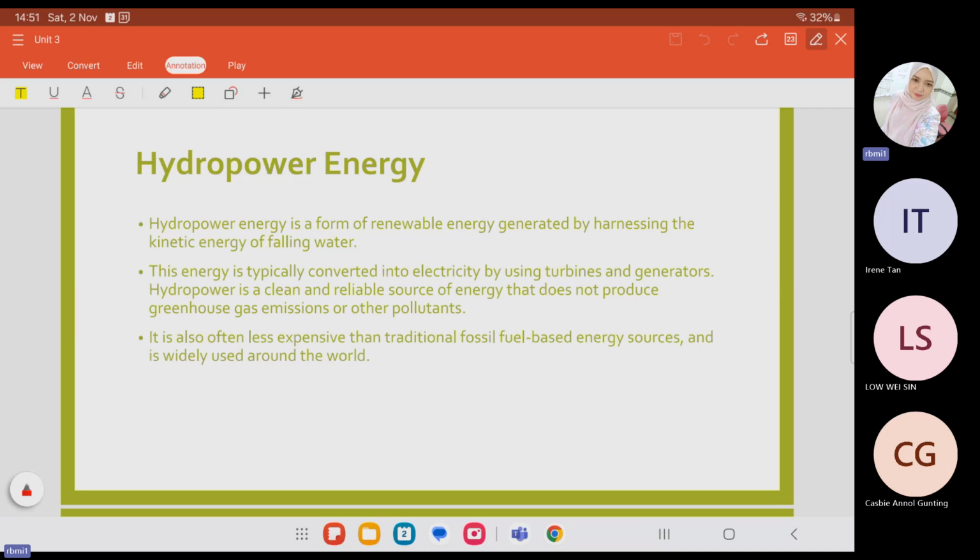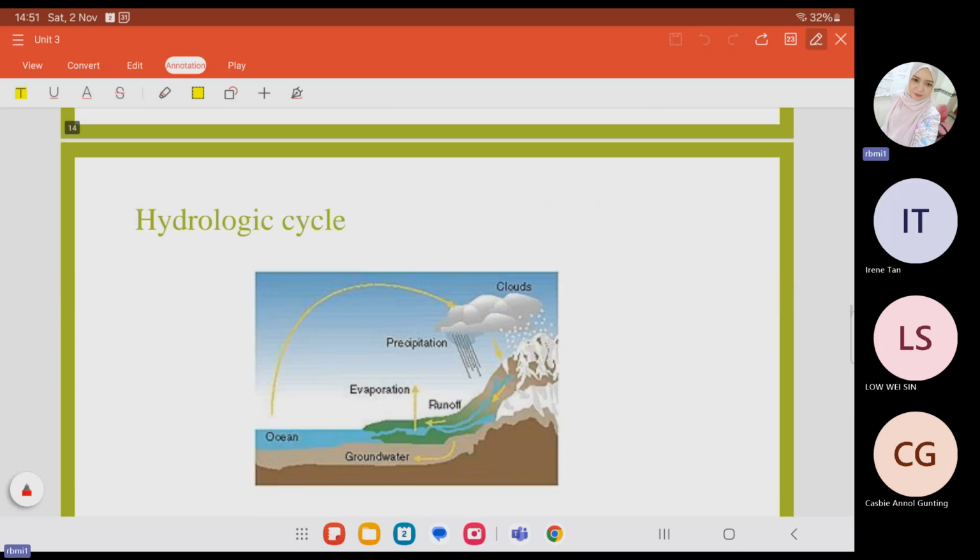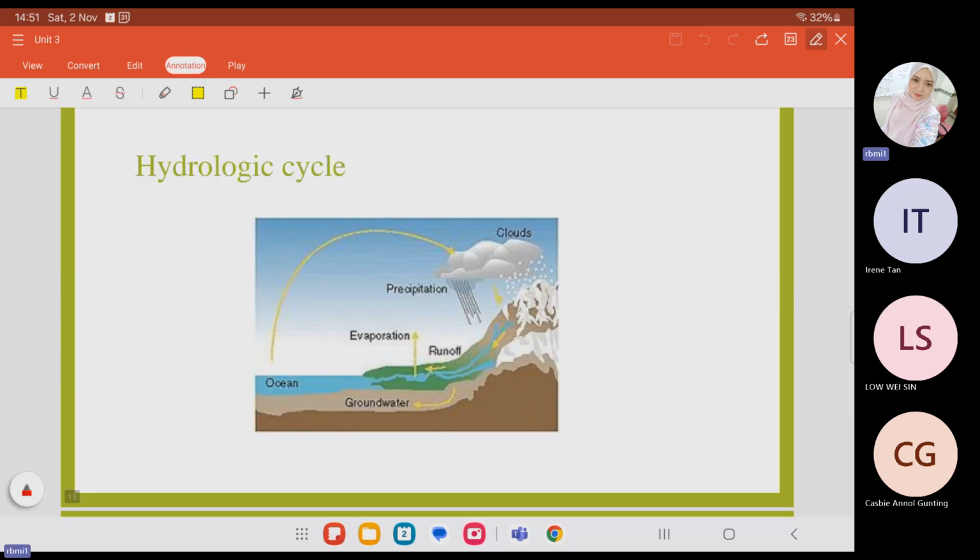Hydropower is clean. We consider this a pollution-free and reliable source of energy that does not produce greenhouse gas emissions or other pollution. It is less expensive than traditional fossil fuel-based energy sources and widely used around the world. But it also needs a very large area. Okay, this is the hydrologic cycle.